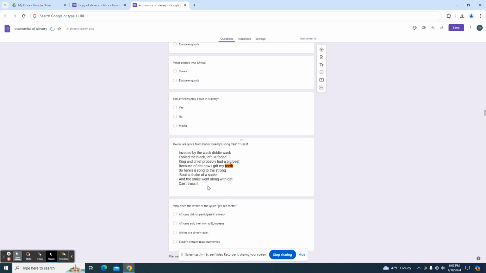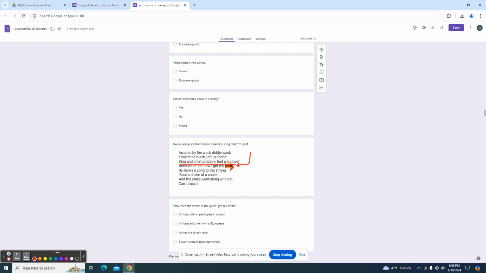I included the lyrics to this song by Public Enemy. Feel free to cut that out if you feel that this is not an issue that you want to address. The reason why I included it here is because they're saying here, King in Chief probably had a big beef, which is a reference to the African involvement in the transatlantic slave trade.